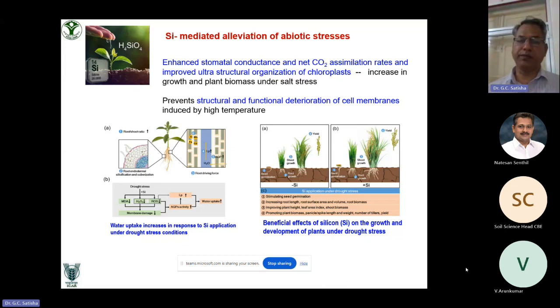This is one of the basic components that takes place. Then another most important beneficial effect of silica under stress is increasing the root growth. Also, we have seen leaf area index, shoot biomass, panicle weight and the number of tillers and yields improving. We have seen some of these references in the case of rice.